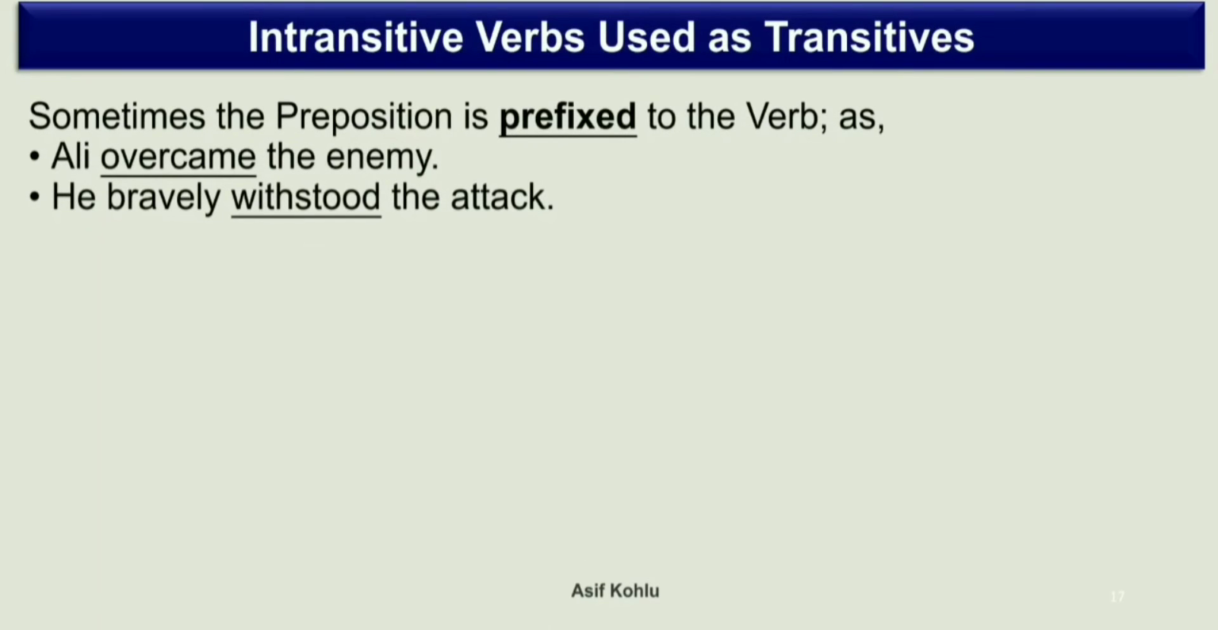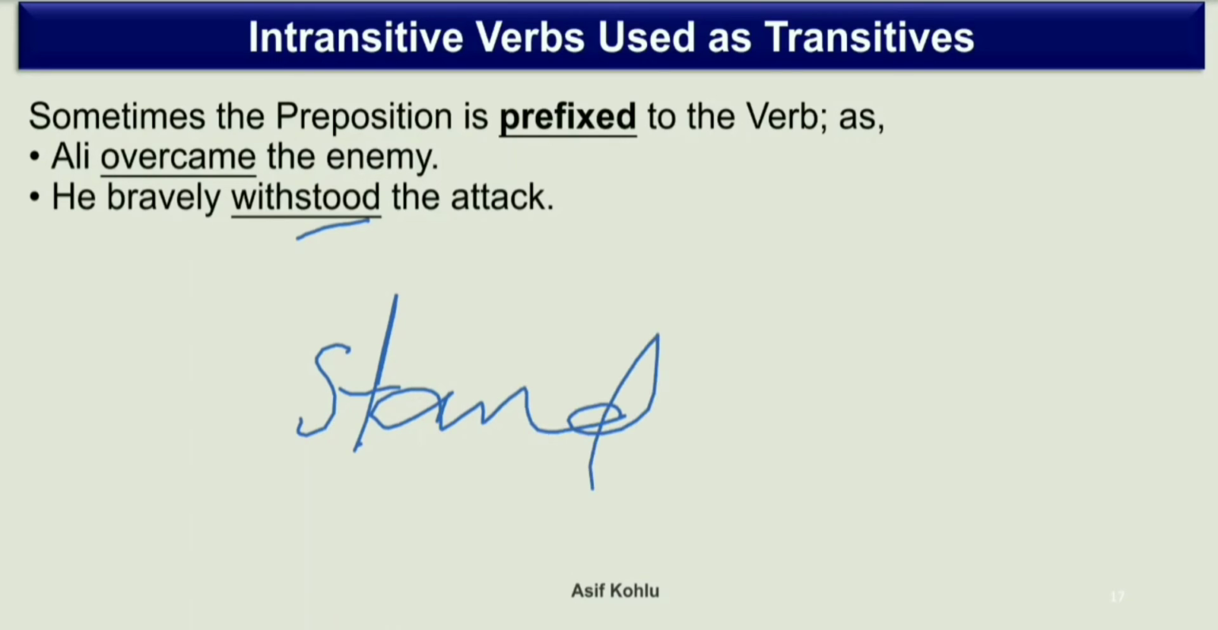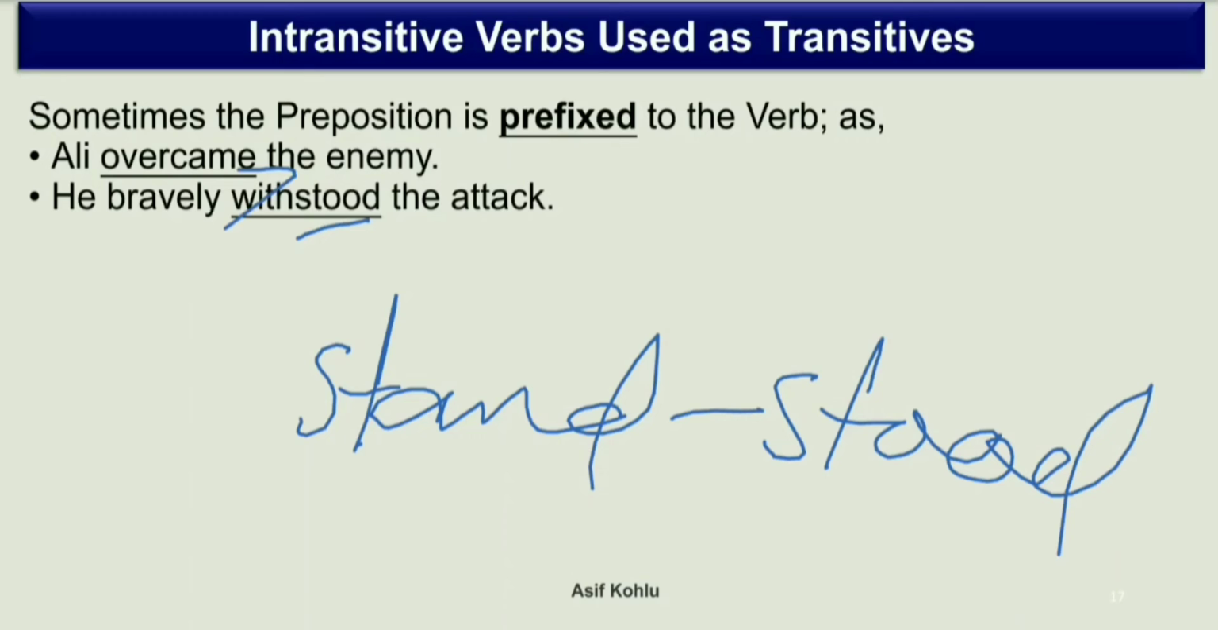Second example, he bravely withstood the attack. Withstood what? The attack. Now here the actual word is stand, and stood is its past form. By the addition of the preposition with, it became a transitive verb. When the preposition with is prefixed to the verb stand, it became a transitive verb, and it needs the object, the attack.